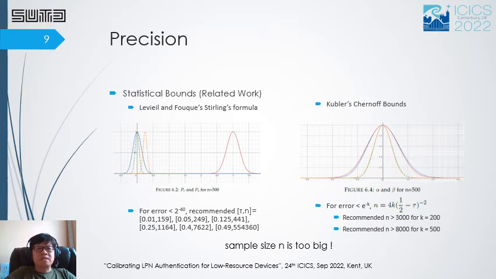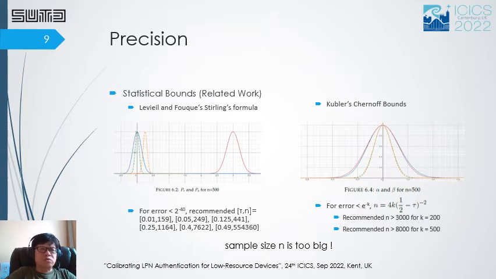When looking at statistical bounds, past work include Levi and Fong's Stirling formula and Kubler's Chernoff bounds to determine the bounds at which FAR and FRR will sit. We plotted them using FAR, FRR on the y-axis and the authentication window delta on the x-axis as shown in the figures, using sample size of n equals 500.